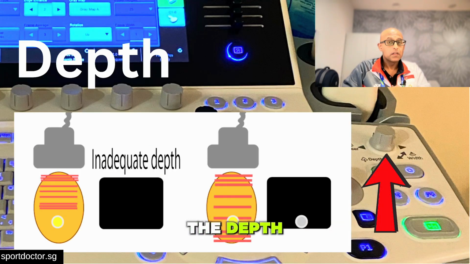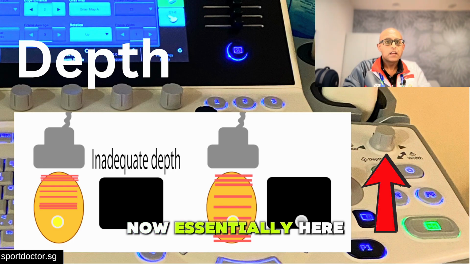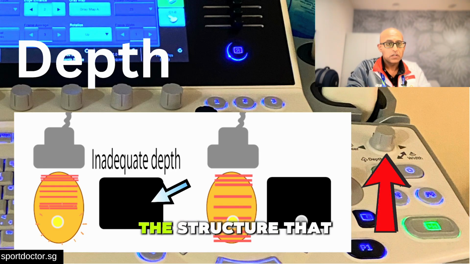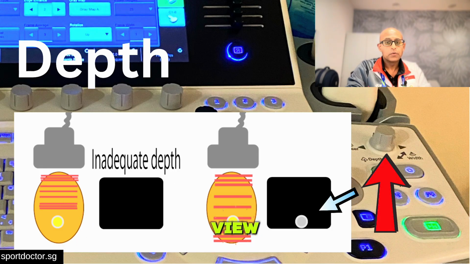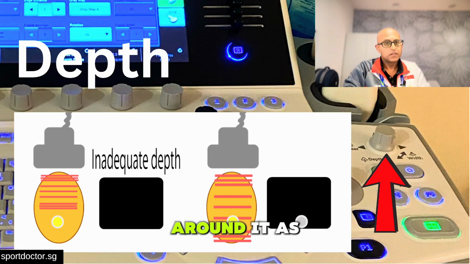Next, we have the depth, which in some ways you can think of as a field of view. Essentially, here in the picture, we see that the structure that we're interested in is not in the field of view. Whereas when we increase the depth, we can see that it's in the field of view, and we can assess the structures around it as well.